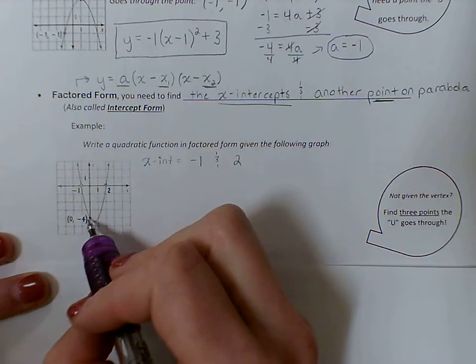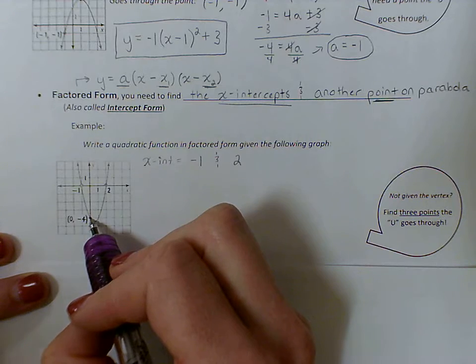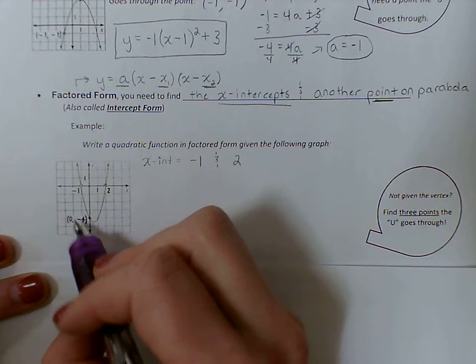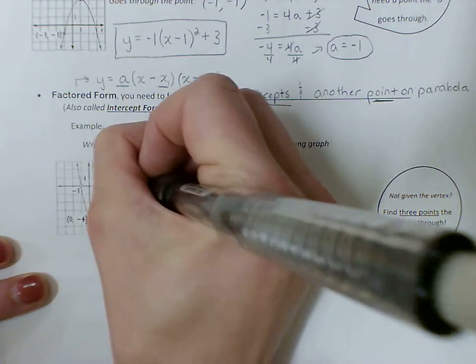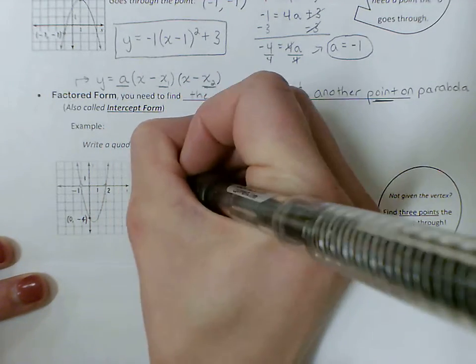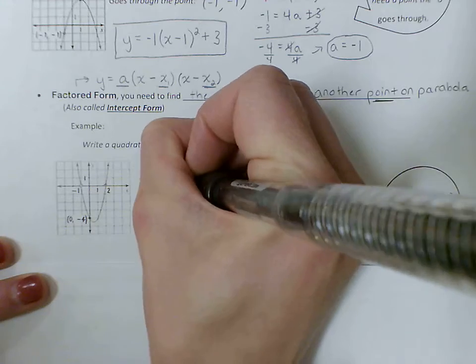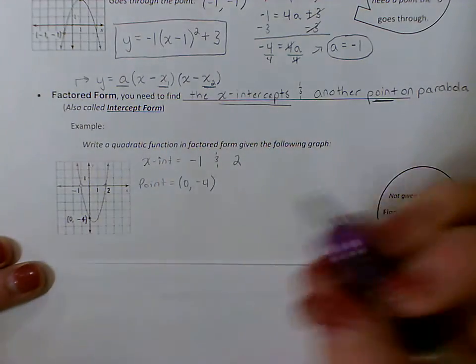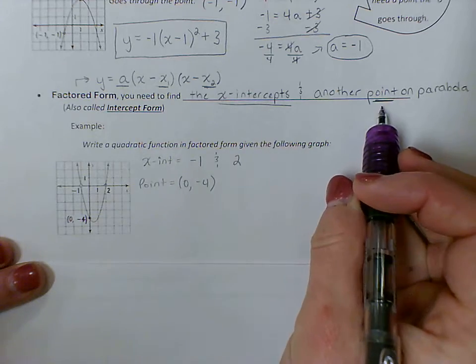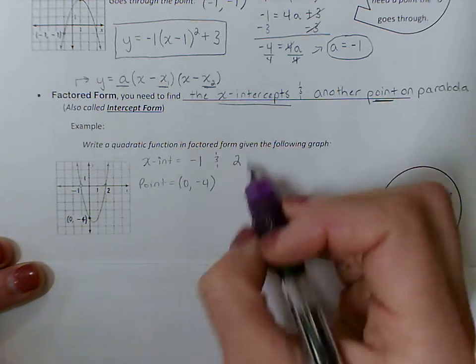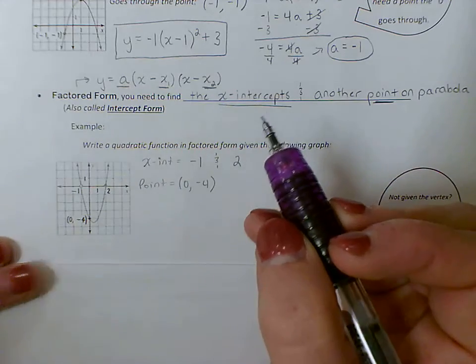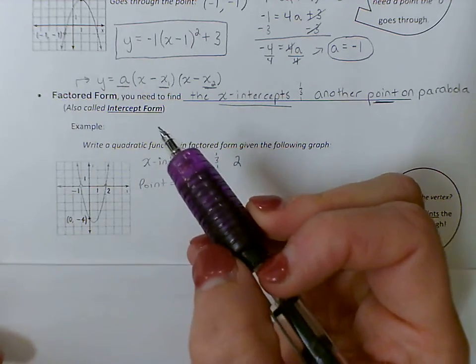Okay, so they do point out this one for me, and I can see that the U shape does go through that point, so I'm going to use that point. The point that I'm going to use to help me write my equation would be (0, -4). Okay, so once you find your information, now you're going to use it to help you find your missing information, or your missing part of your puzzle.